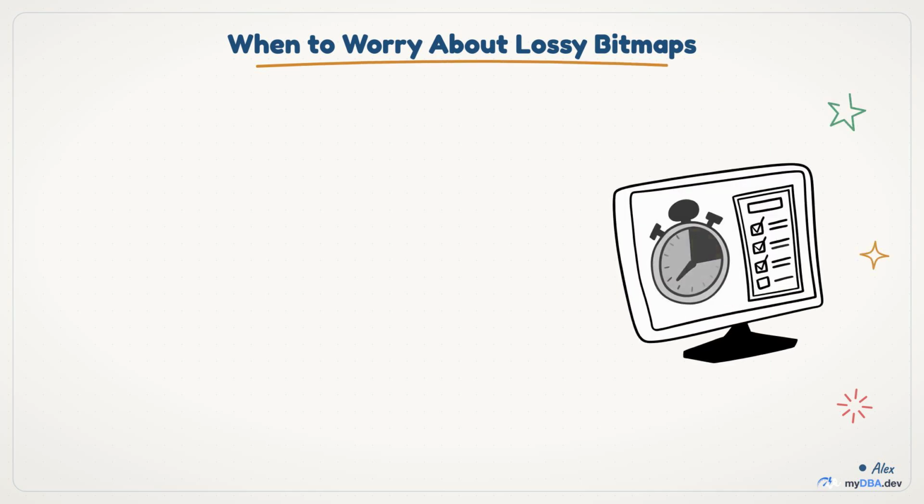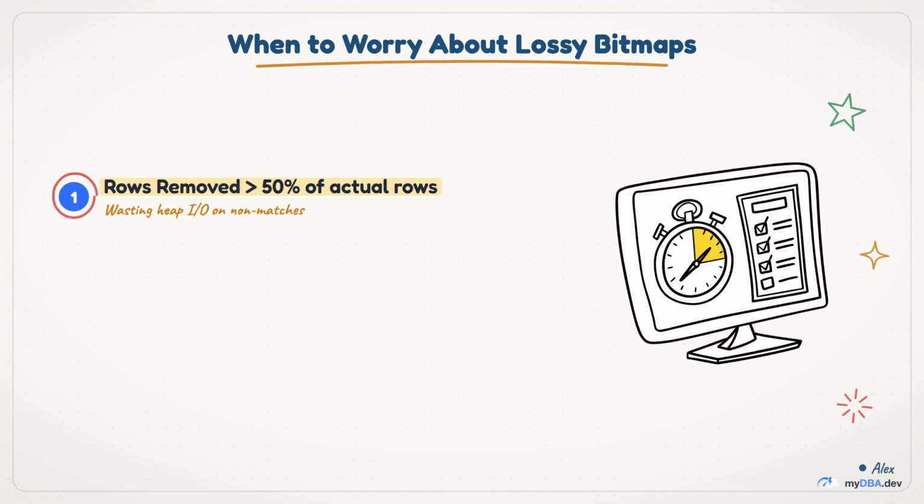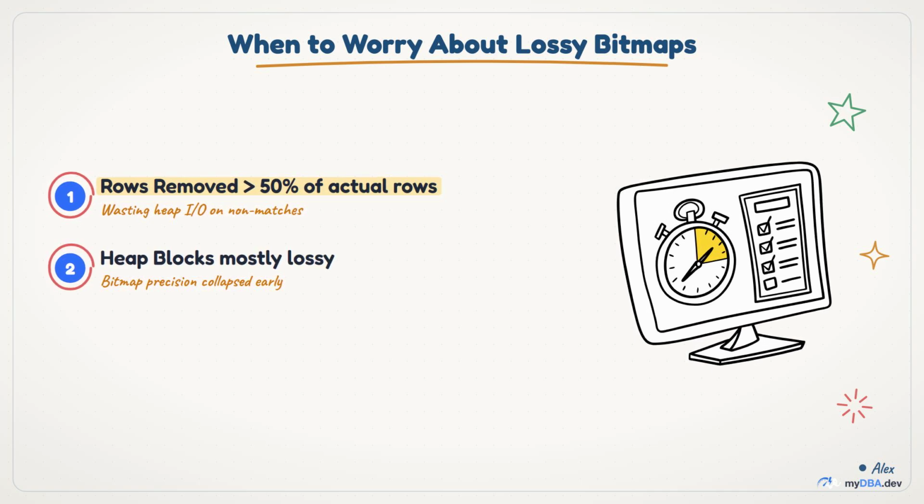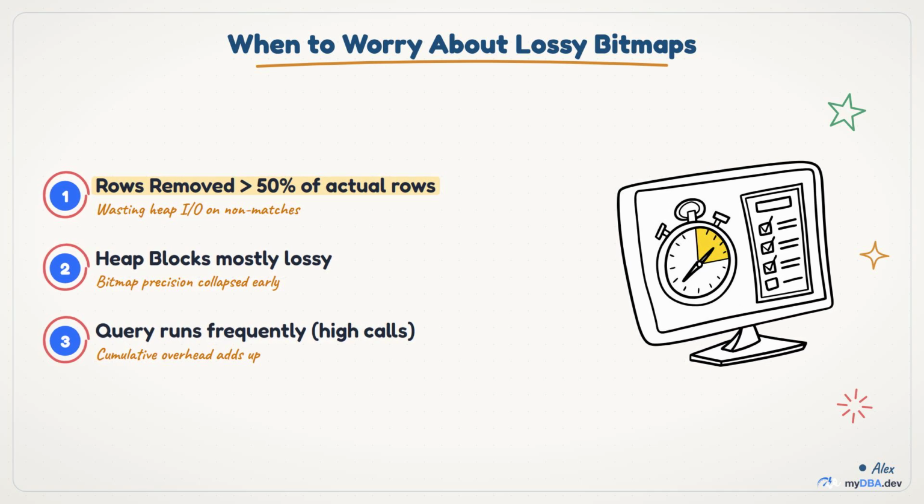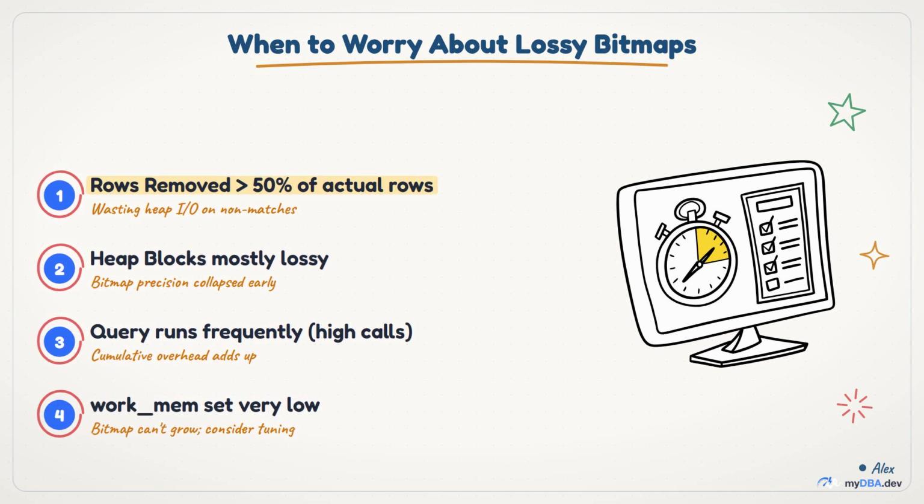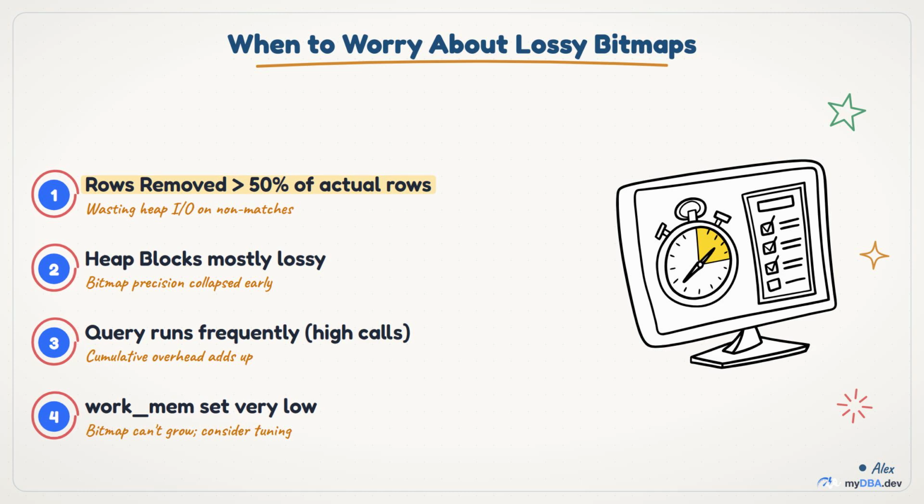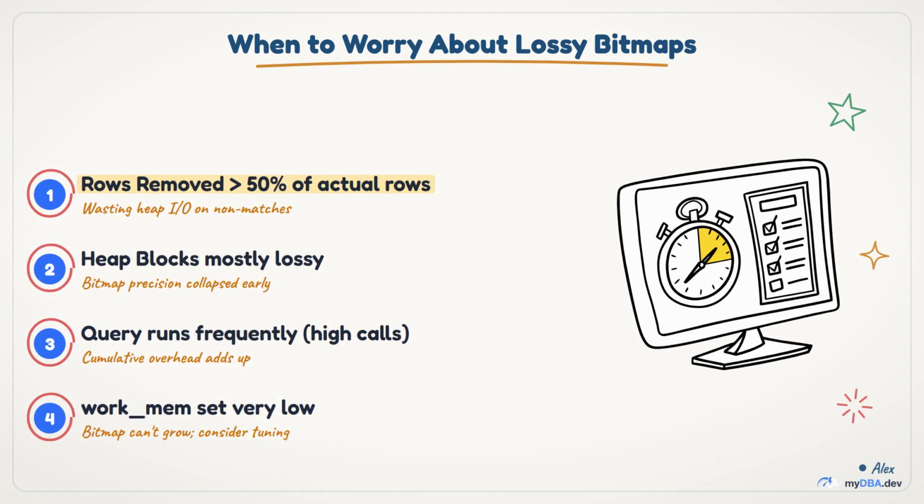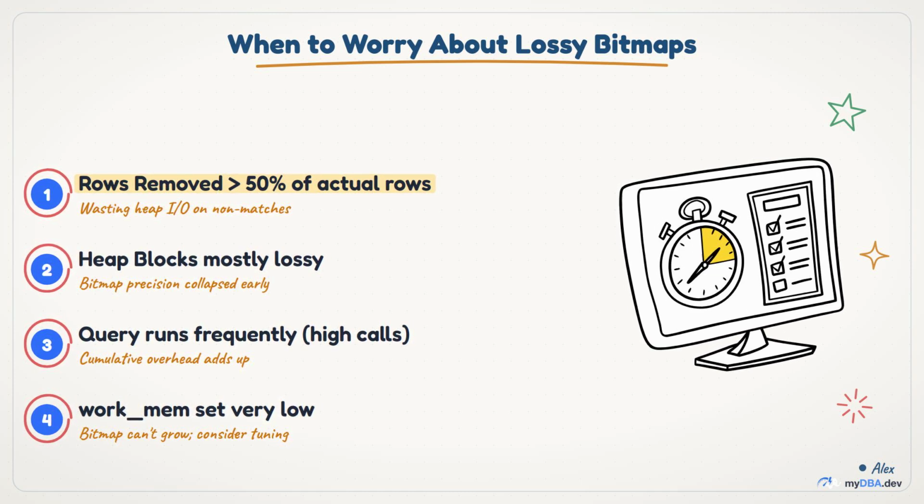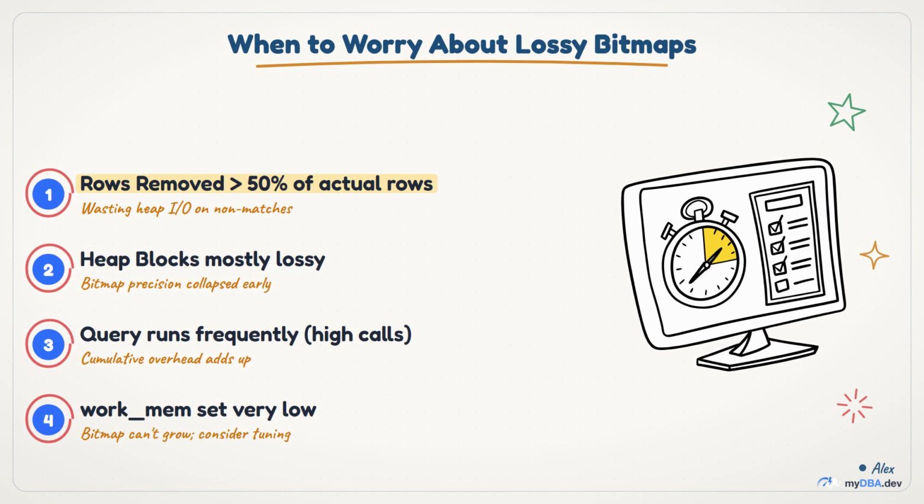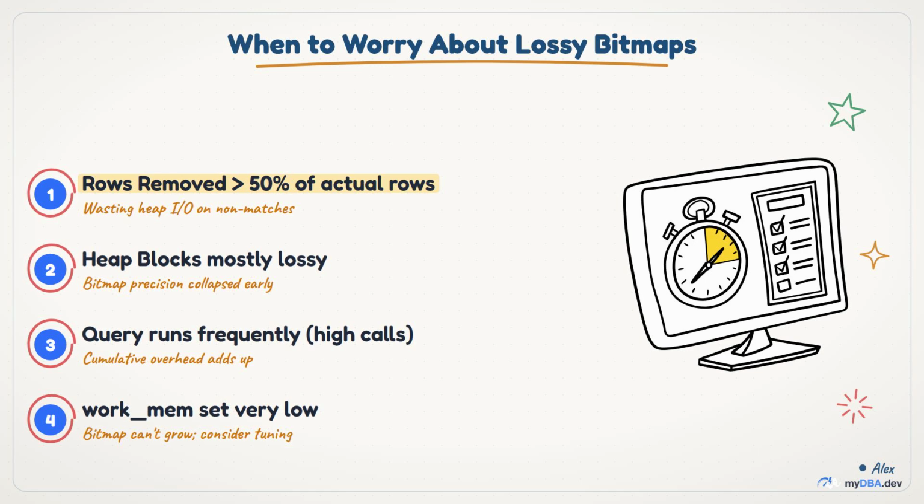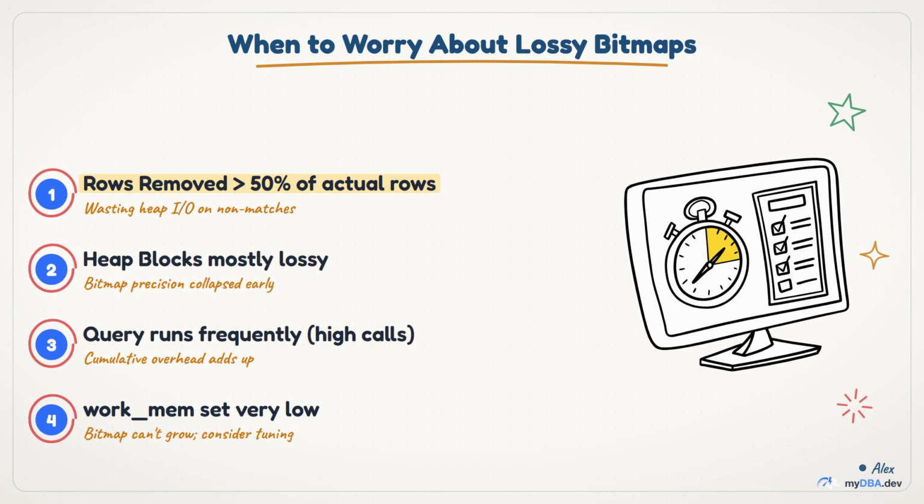4 red flags. If rows removed by Index Recheck is more than half your actual row count, you're doing a lot of wasted work. If most of your heap blocks are lossy, the bitmap lost precision early. If the query runs thousands of times a day, even small recheck overhead compounds. And if work mem is set low and you're hitting lossy mode, a modest bump can help.